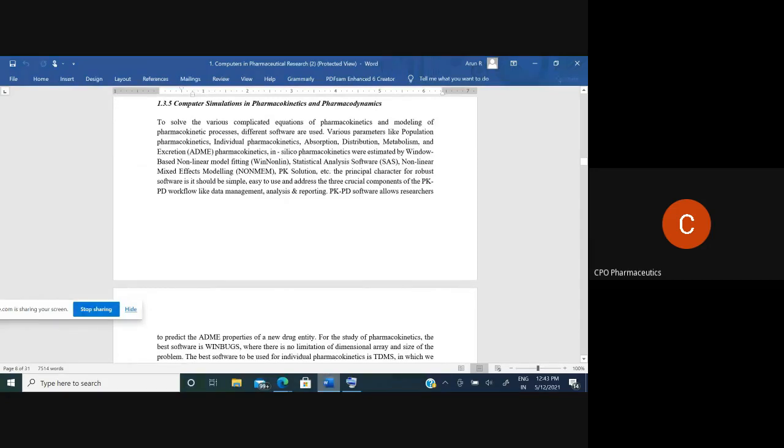Okay. Then computer simulation in pharmacokinetics and pharmacodynamics. It is again one of the very famous areas where nowadays a number of people are getting jobs, very close to pharmaceutics. In the sense, I'm talking about pharmacokinetics. Clear? So in silico we can do two methods.